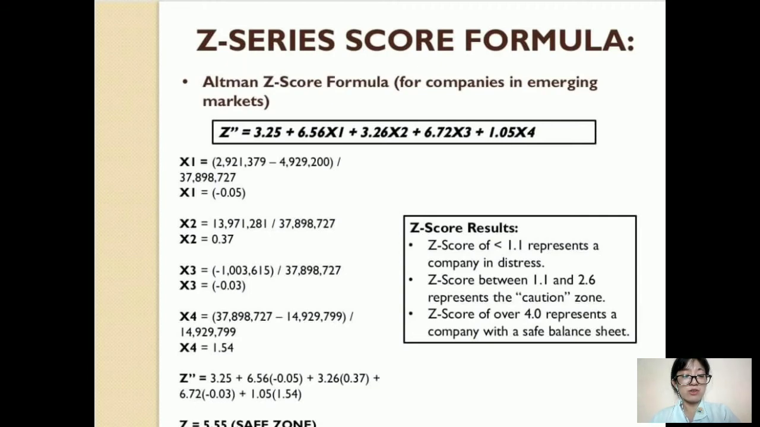After we get all the values of the financial ratios, we are now going to substitute them into the formula. So 3.25 plus 6.56 times negative 0.05 plus 3.26 times 0.37 plus 6.72 times negative 0.03 plus 1.05 times 1.54 is equal to 5.55. The Z value of 5.55 represents that the company is in the safe zone and that its financial position and stability is very strong and there is no chance of bankruptcy.